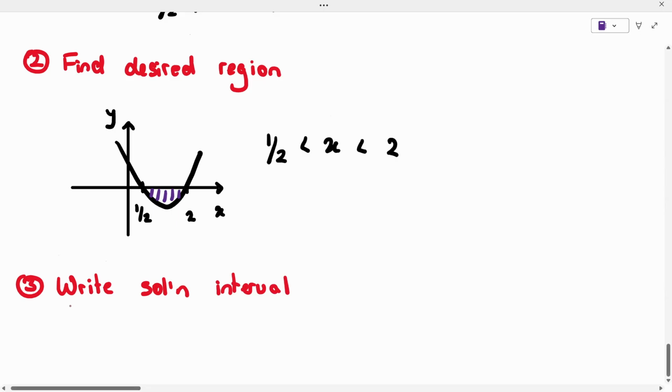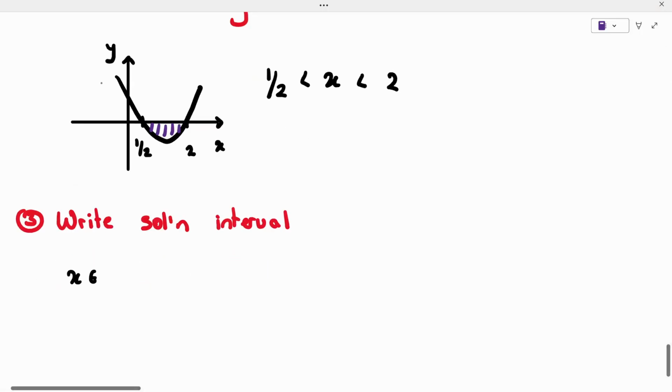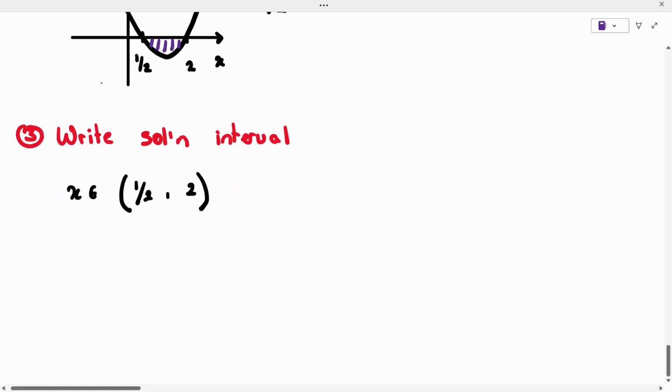So the solution is x belongs to the interval. We are bounded by a half and 2. We don't include it, so (1/2, 2). And this is our answer.